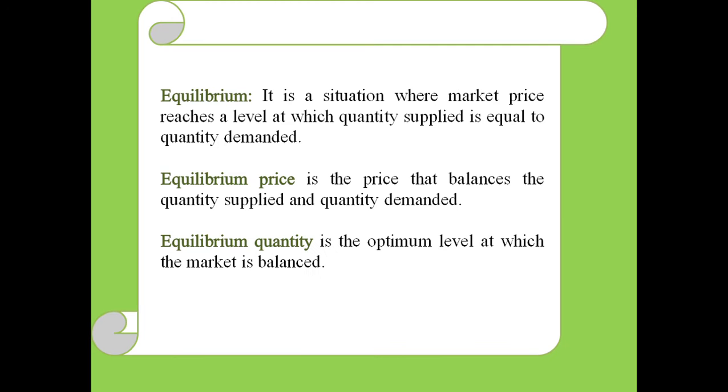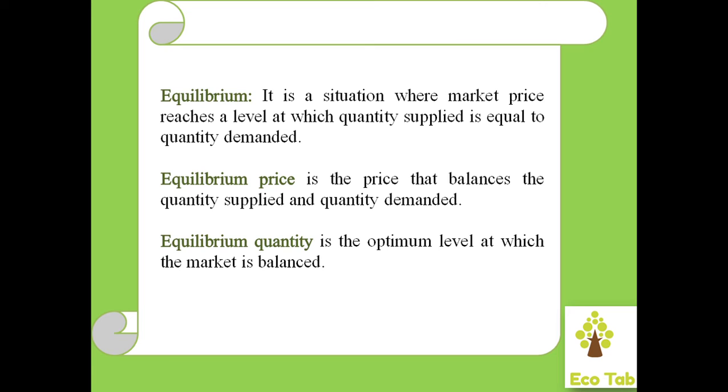Moving on, we have equilibrium. The amount I want to buy and the amount I want to sell should match. It is a situation where the market price reaches a level at which quantity supplied is equal to quantity demanded. जितना कोई बायर खरीदना चाहता है और जितना कोई सेलर सेल करना चाहता है, both should match.